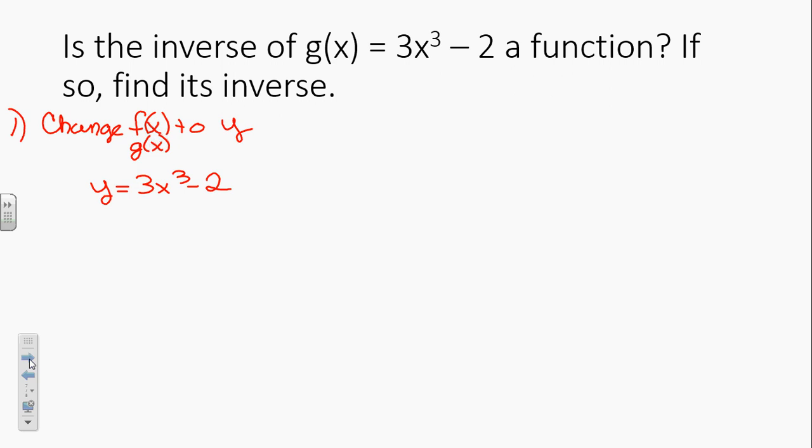Next step. What do we have to do next? Switch the x and y. So now my new equation will be x equals 3y cubed minus 2. And then what's the last step? Get the y by itself. This one won't be in slope form because it's cubed and so forth, but to solve for y, yes, get the y by itself, okay?